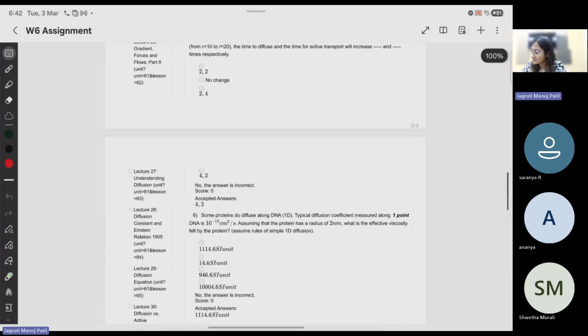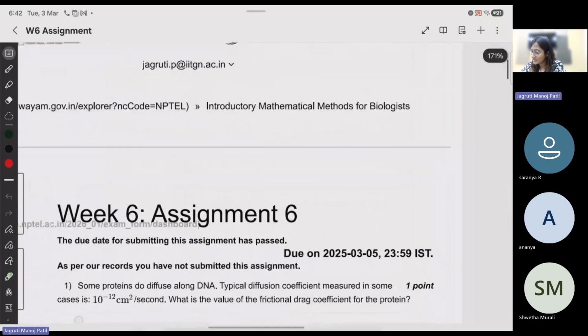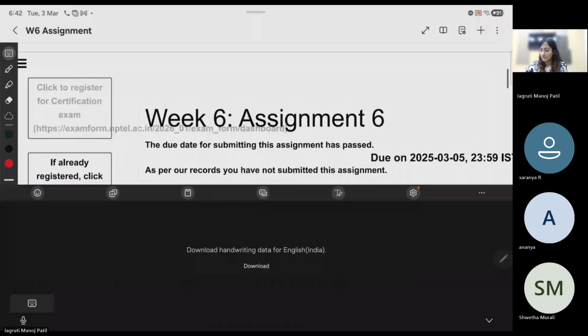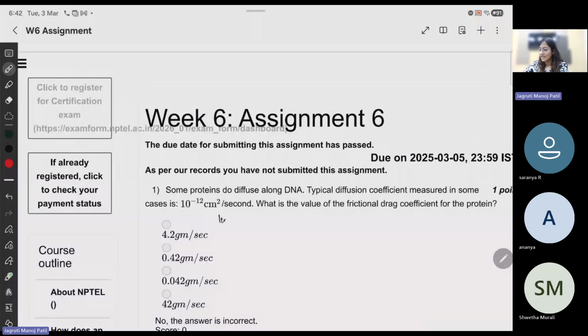Week 6 assignment. You also have 10 questions here. Here you go, the first one: some proteins diffuse along DNA. The typical diffusion coefficient there is 10 raised to minus 12 centimeter square per second. So it is something like length square per second, right? What is that unit for now?